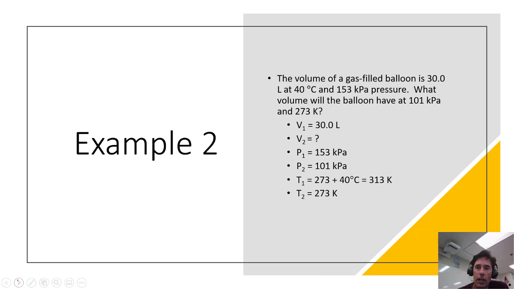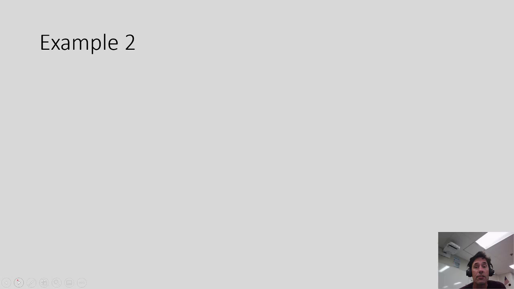We're trying to find the volume. Our initial pressure was 153 kilopascals. Our final pressure is 101 kilopascals. Our initial temperature was 313 Kelvin, and our final temperature is 273 Kelvin. So the question is, what do you think ultimately should happen here? Will the volume go up or will the volume go down? Let's figure it out by, again, using the combined gas law.